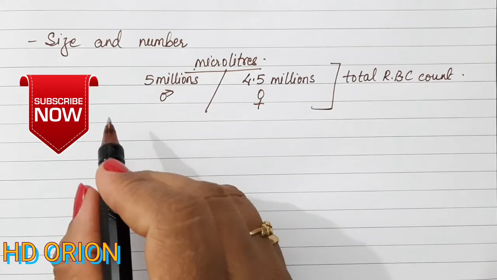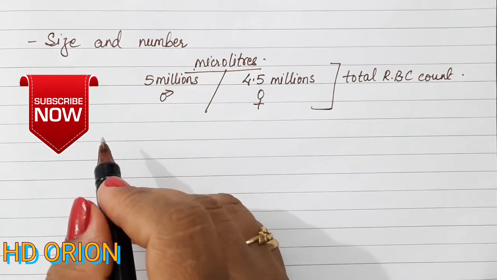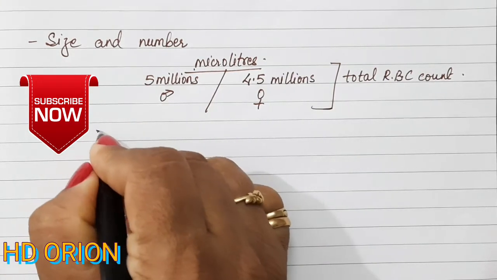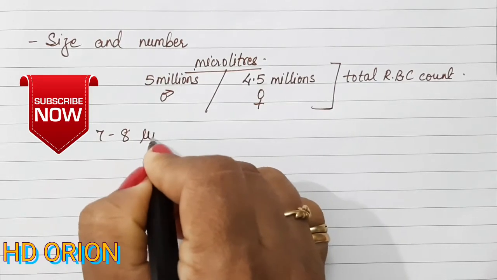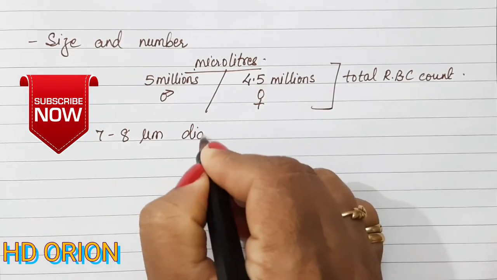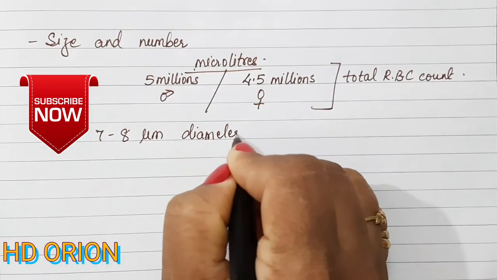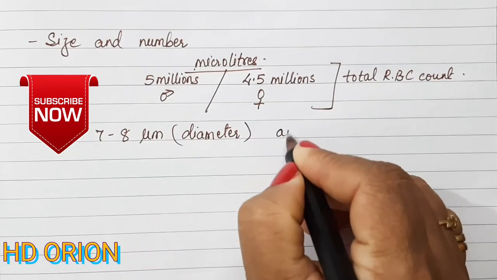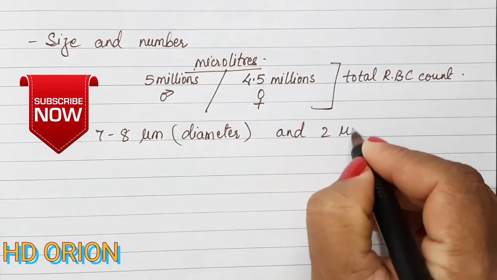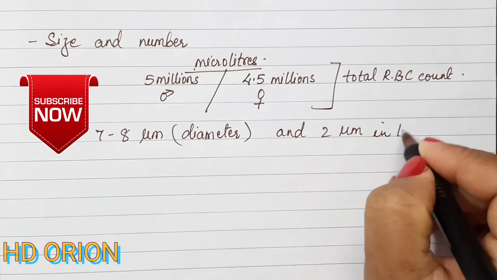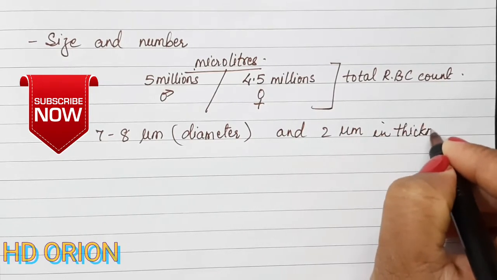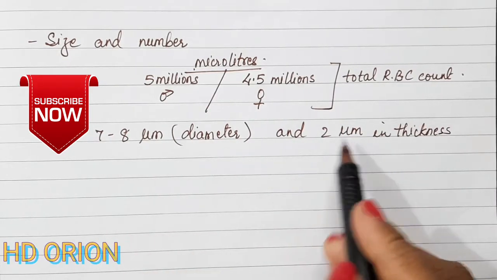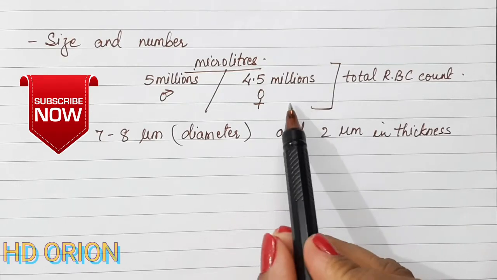The size, that means the diameter of erythrocytes, is 7 to 8 micrometer. This is the diameter, and it is 2 micrometer in thickness. So this is the size and this is the number of RBCs.